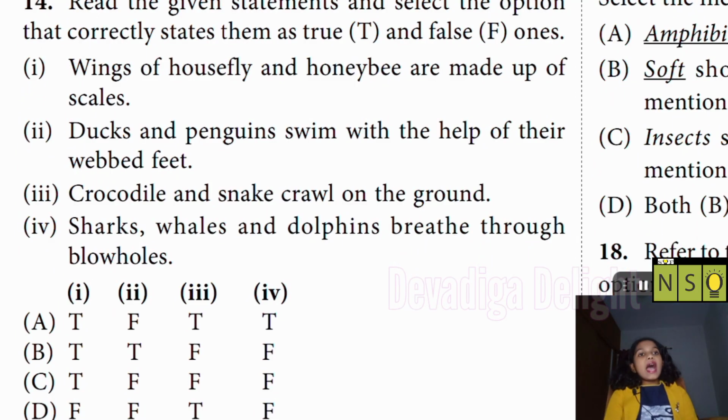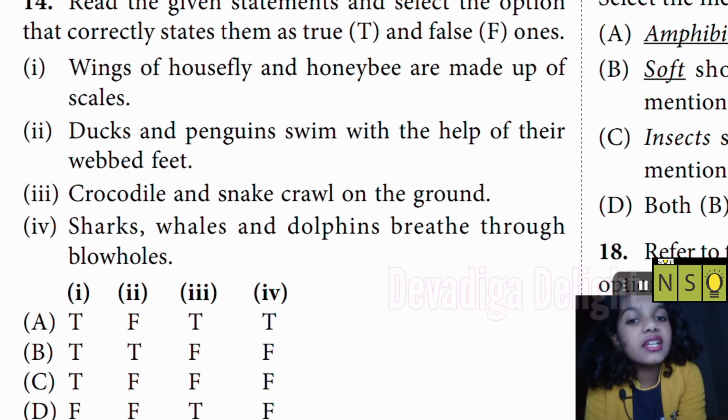Refer to the given statement and select the option that correctly states them as true and the false one. So let's see. Wings of house lions and bee are made up of scales. True. And the next one is ducks and penguins swim with the help of their webbed feet, which is also true. Next one is crocodiles and snakes crawl on ground. A crocodile crawls on ground, but a snake doesn't crawl on ground, but rather slithers on ground, which makes it false. Now, if you see the fourth one, sharks and whales and dolphins breathe through blowholes. Whales and dolphins do breathe through blowholes, but a shark doesn't breathe through a blowhole, but breathes through its gills, which makes it false. This pattern, which is TTFF, is B.